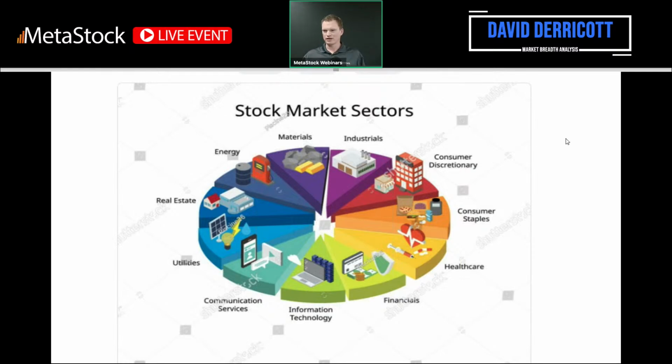Now you could probably go to any website and find that information. However, what's really nice within MetaStock is you have a scanning tool that will tell you and show you the performance for the stocks within a specific sector that are up or down. And with that, I'm going to go into the MetaStock program real quick.